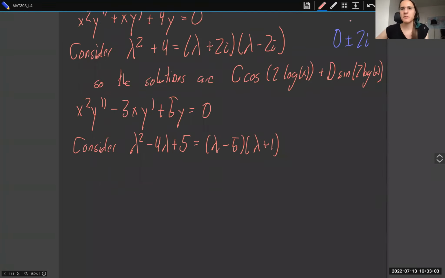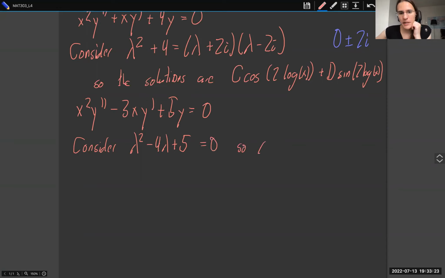Sorry, we did something very wrong. This does not have real solutions. This would make sense if we had minus 5 here, right? But it's a plus 5. So let's actually use the quadratic equation. I made a mistake.